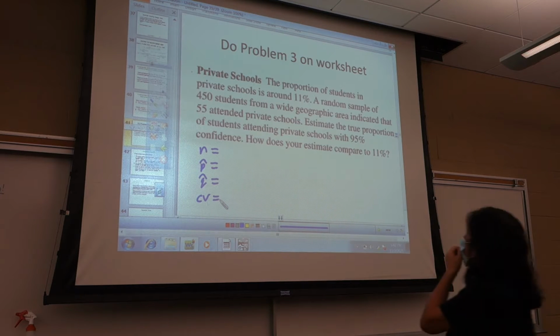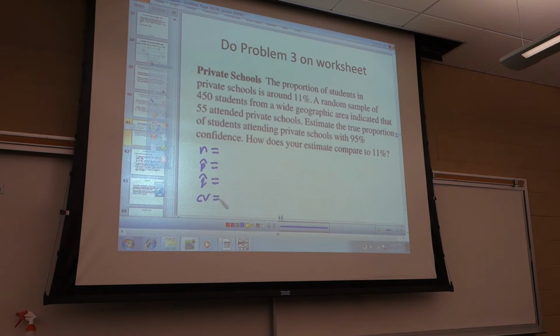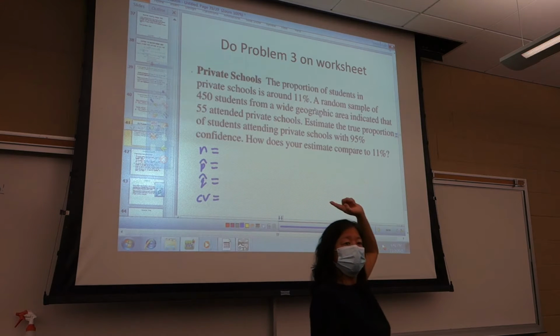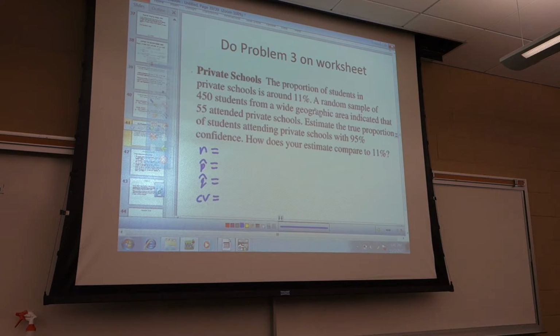Okay, so who fell for the tricky 11% thing? The proportion is around 11%. Is that a sample proportion? My p-hat is my sample proportion. Is the 11% from my sample? No. It's not what I got from my sample.